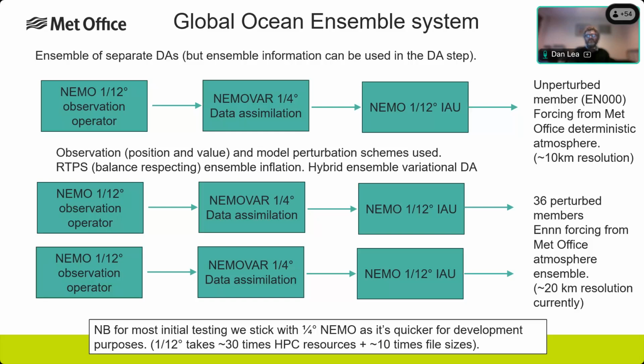We have observation position and value perturbation schemes, and a model perturbation scheme. We use an RTPS balance-respecting ensemble inflation, and we use hybrid ensemble variational DA, which I'll talk about a little more shortly. For most of the testing for now, we're not going to show results for the 1/12 degree. We'll stick to the 1/4 degree just because it's quicker for development. The 1/12 degree takes about 30 times the HPC resources for the model run.